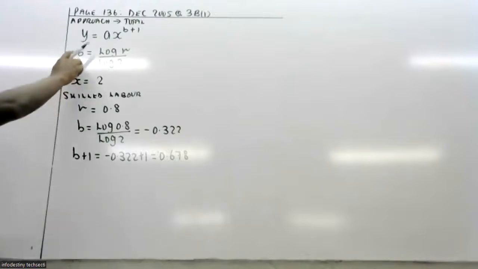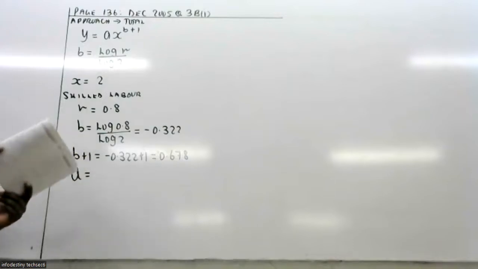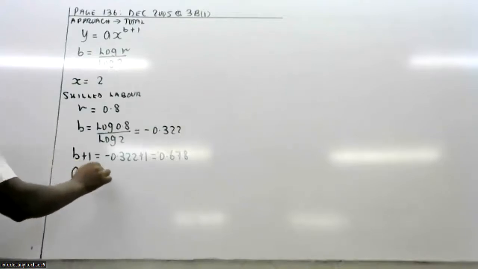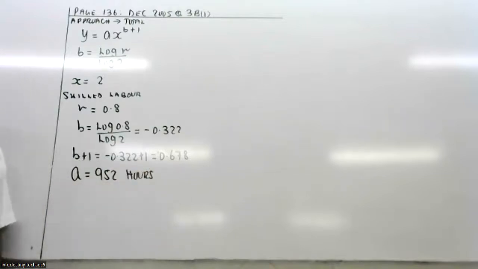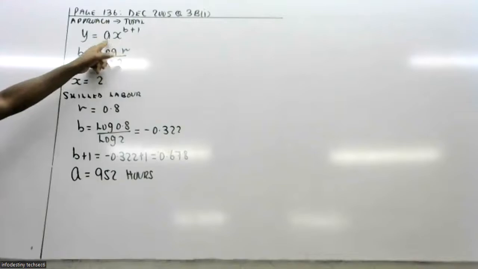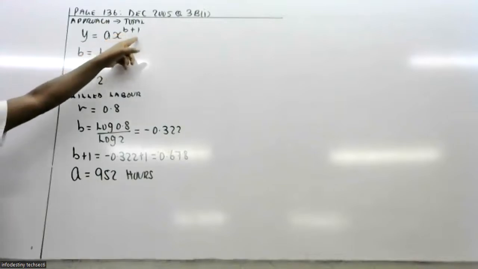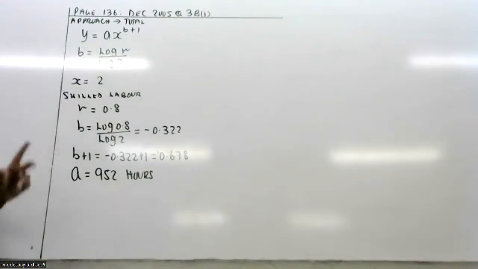Now we have found b. Now we look for a. A is the time taken. If you look at information 4, you find that here a is 9.52 hours. Up to that point, we already have everything that this formula requires. We know a, we know x, we know b plus 1. So we now need to get y.